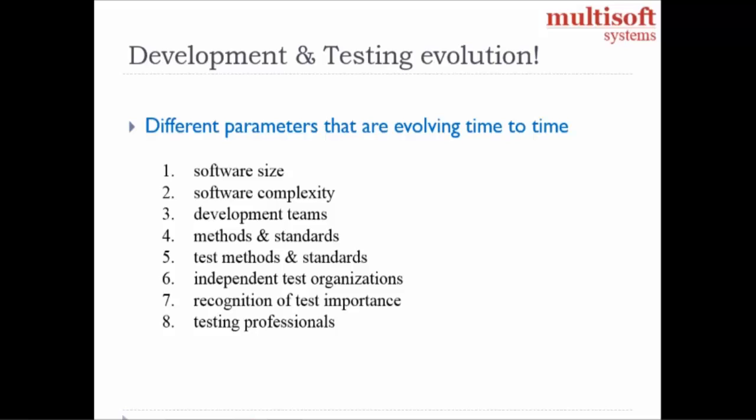Because of the importance given to testing, a lot of testing professionals are required to test the applications. Now, as per the latest definition, testing is recognized as a concurrent lifecycle activity of the engineering process. So it definitely requires specialized skill to run the application. That is the reason a lot of testing professionals are required now. These various parameters have been evolving from that time until now. So this is about development and testing evolution over the period of time.